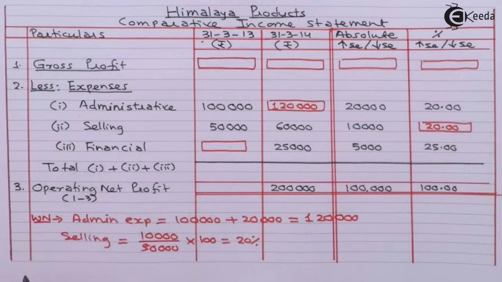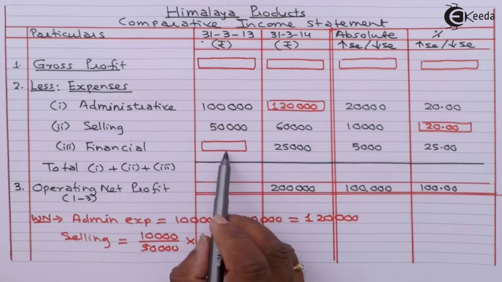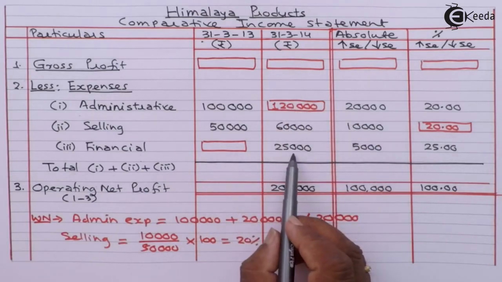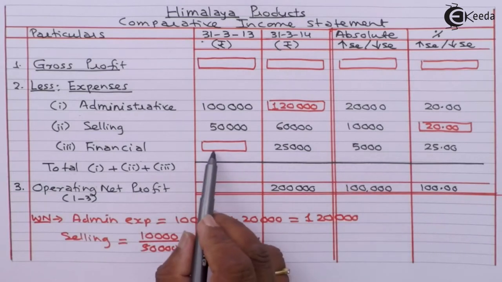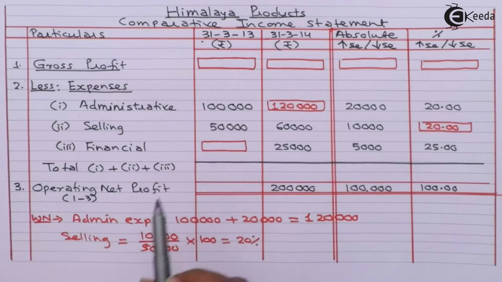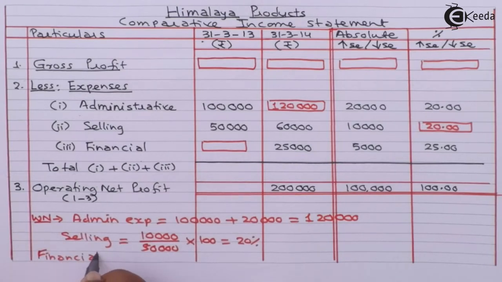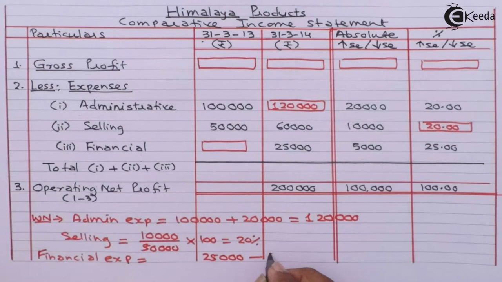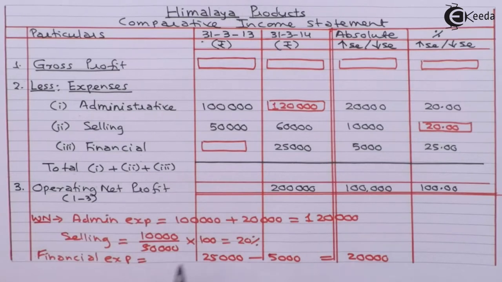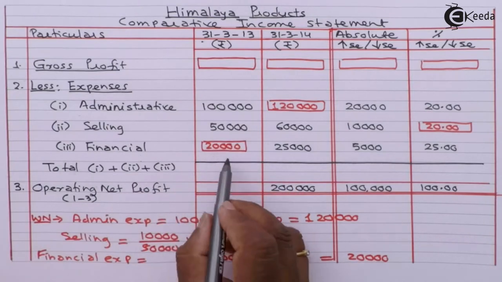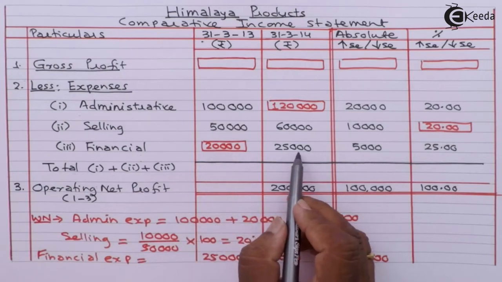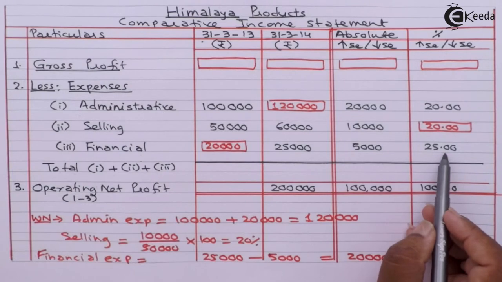In case of financial expense, the base year amount is not given. Current year it is showing 25,000 and they say there is an increase of 5,000. So from 25,000 we can deduct 5,000 to arrive at the figure as on 31st March 2013. ₹25,000 - ₹5,000 = ₹20,000. So originally 20,000 compared with 25,000, there is an increase of 5,000. So that comes to 25%.